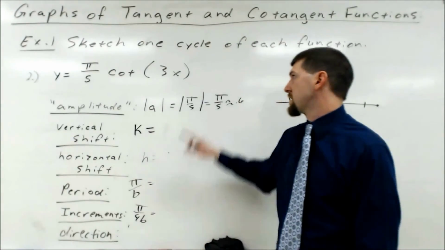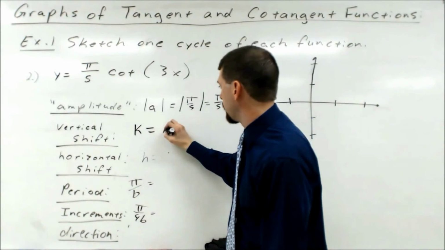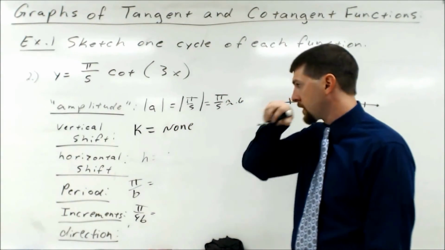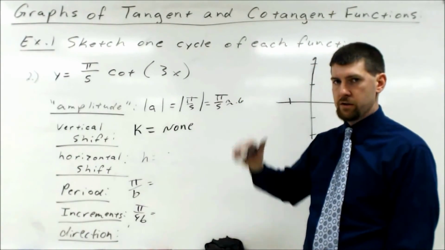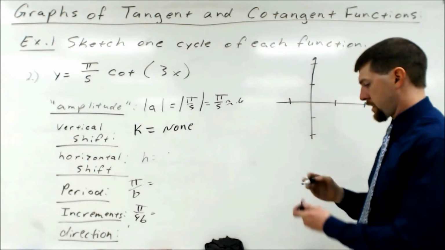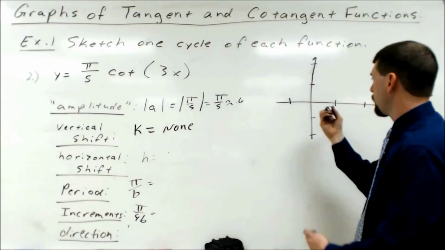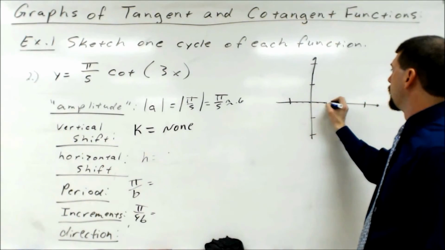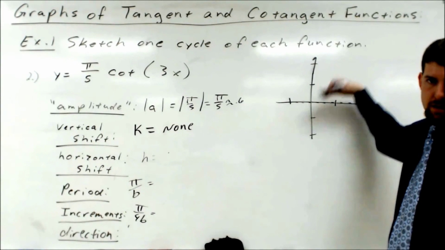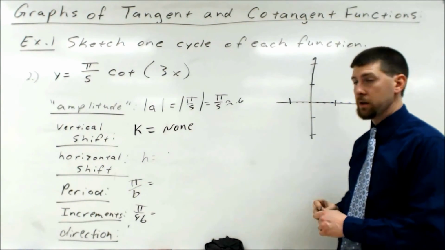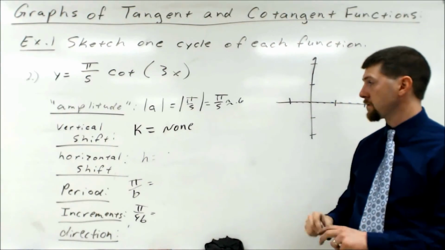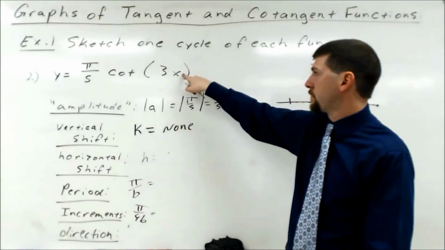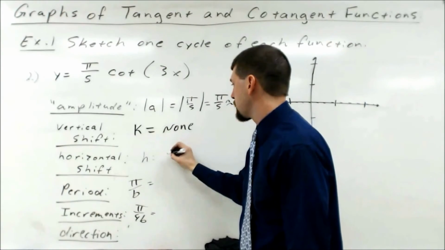Now vertical shift is k. We're not adding anything on the end, so there is no vertical shift. So we get to stay, actually if you want to draw it out, right here on that x-axis. We didn't move our equilibrium line where everything zeroes out at. Horizontal shift is what we're subtracting. That's none on this one.